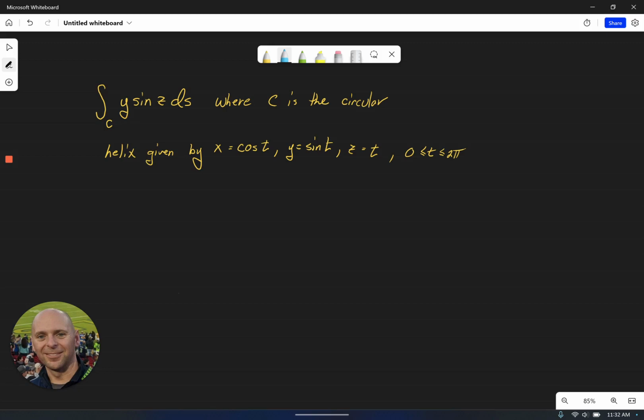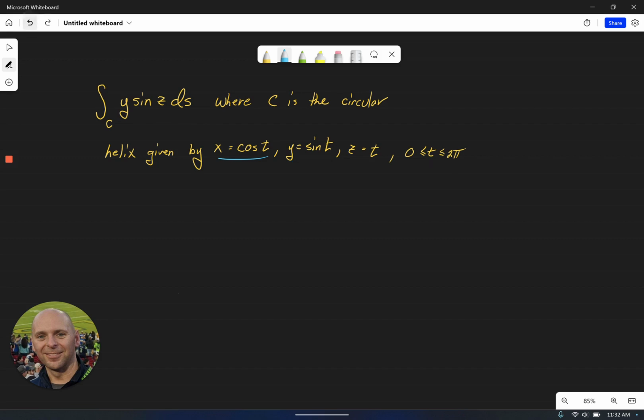We're going to look at the integral over the curve C of y sine z ds. And C here is the circular helix given by the parametric curve cosine t for x, sine t for y, and z is going to be equal to t. And we're going to do this over the interval from 0 to 2 pi.